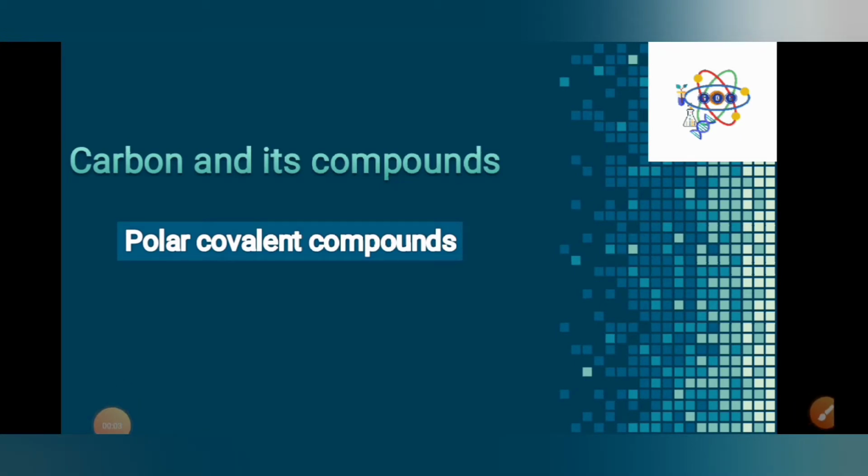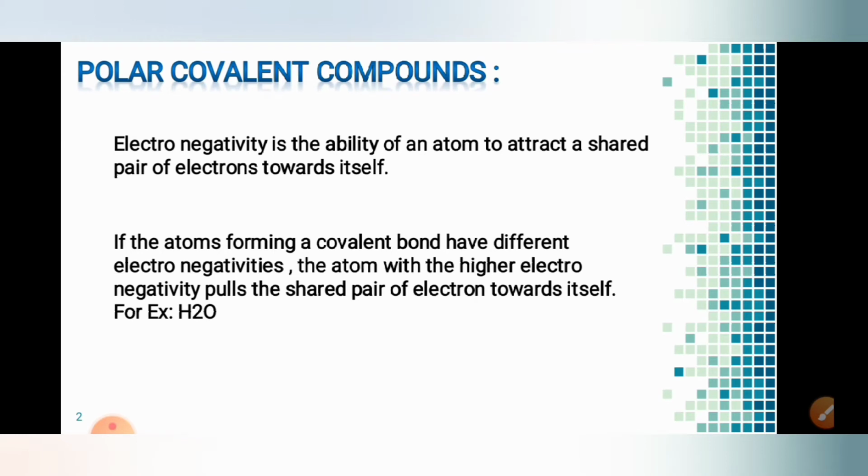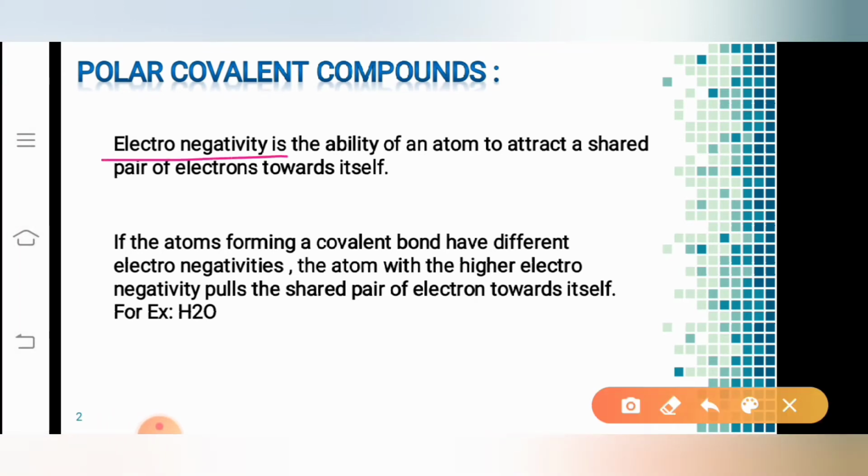In this session, let us understand what are polar covalent compounds and let us also understand polar covalent bonds. Before understanding what are polar covalent bonds, let us understand what is electronegativity. Electronegativity is nothing but the ability of an atom to attract a shared pair of electrons towards itself. That means, let us now take an example of carbon and hydrogen.